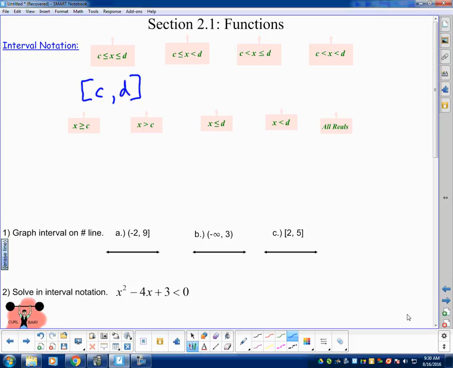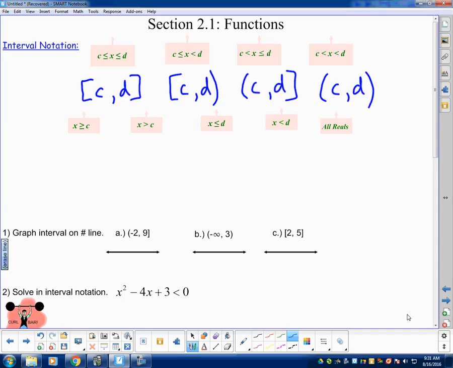C on the left, D on the right, and the closed bracket means it includes those endpoints. Then you'll see that the next one, we have it closed on one side. It says x is greater than or equal to c, but open on the other side. The open is the open parenthesis, looks like that. So it says x is strictly less than d. That means it does not include d. And then we have open on the left, closed on the right.